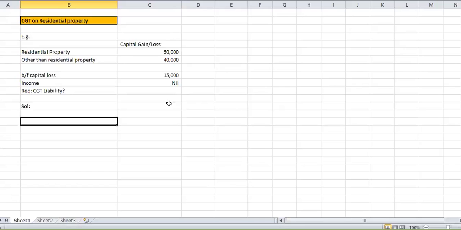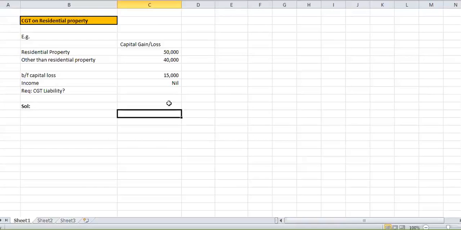So first of all, we will net off our capital gains and losses, and please remember, whenever you have gain from residential property, please prepare 2 separate columns. One column is for other gains and one column for residential property, because tax rates are different for both types of gains.